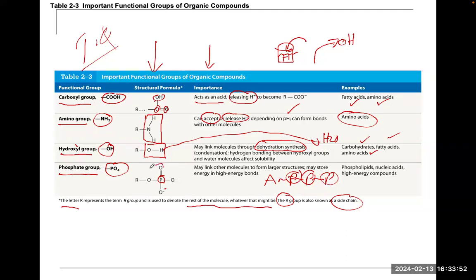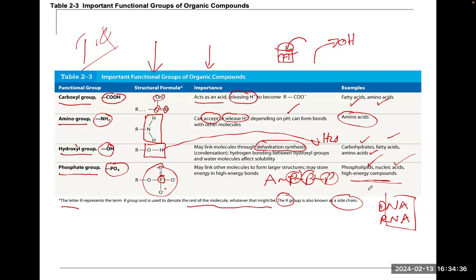Now, where do we find these phosphate groups, these PO4s? We're going to see them in the cell membrane of the cell, where we have a phospholipid bilayer. So we will see PO4 phosphates in the phospholipid membrane. We'll see it with nucleic acids, DNA and RNA. The NA is part of the nucleic acid. It's just deoxyribose nucleic acid or ribose nucleic acid. And they're involved with high energy compounds. Okay.